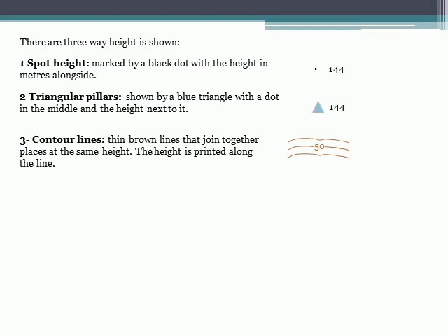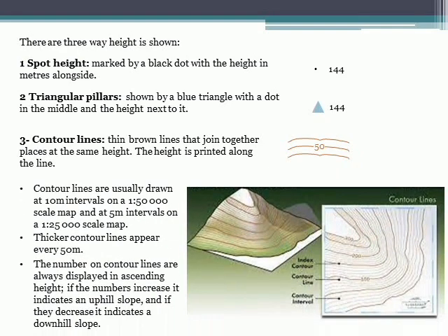This is the one most used: thin brown lines that join together places of the same height, and the height is printed along the line. Contour lines are usually drawn at 10-meter intervals on 1 to 50,000 scale maps, and at 5-meter intervals on 1 to 25,000 scale maps. Thicker contour lines appear every 50 meters, so when you read the contour lines on the map, you'll know that you're 50 meters apart.